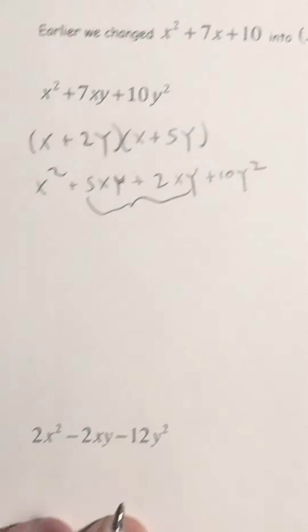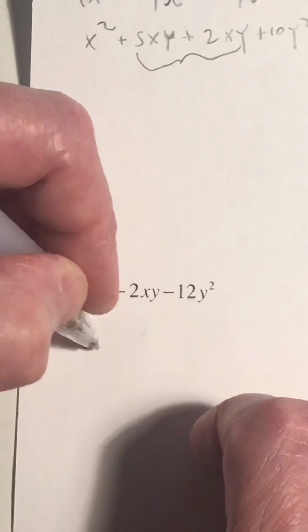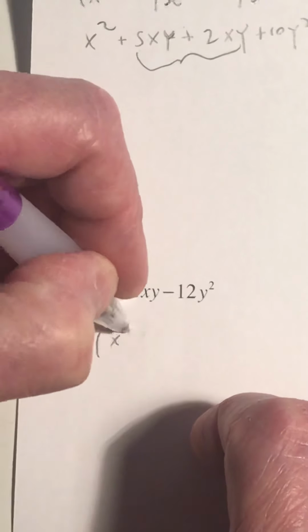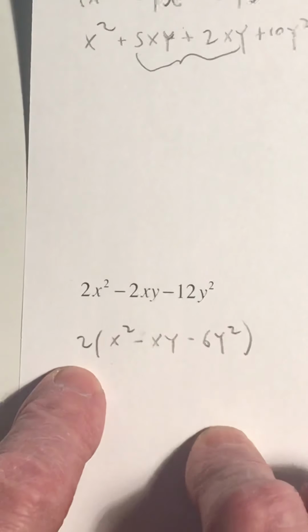And last thing for today. Well, you see something to take out right away? Take out a 2. You can't take out an x or a y, but we can take out a 2 and write 2 times x squared minus xy minus 6y squared. See, that would be 2x squared minus 2xy minus 12y squared.